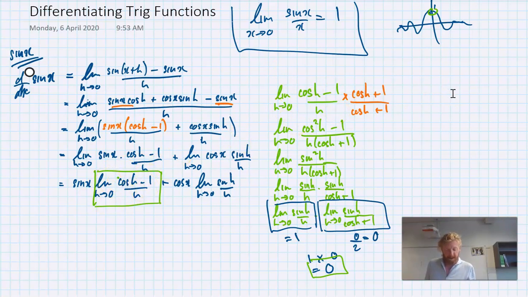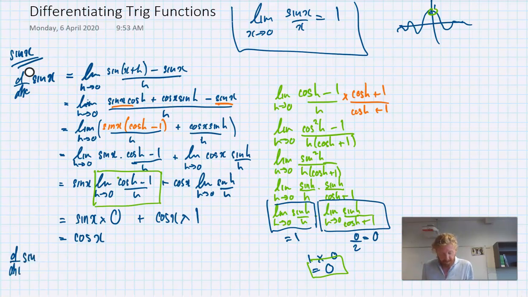So going back, it equals sine x times 0 plus cos x times, what's this guy here? 1. Equals cos x. Done. So I've now found the derivative of sine x is cos x. d by dx of sine x equals cos x. Now, you can do this just by looking at the graphs, and we'll do that afterwards. I just wanted to run through the algebra of it.